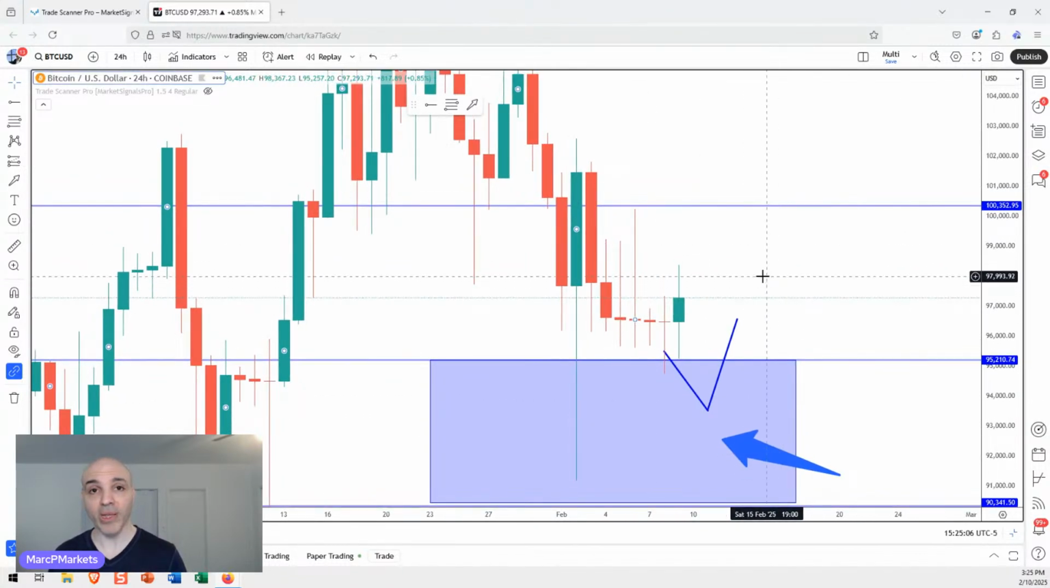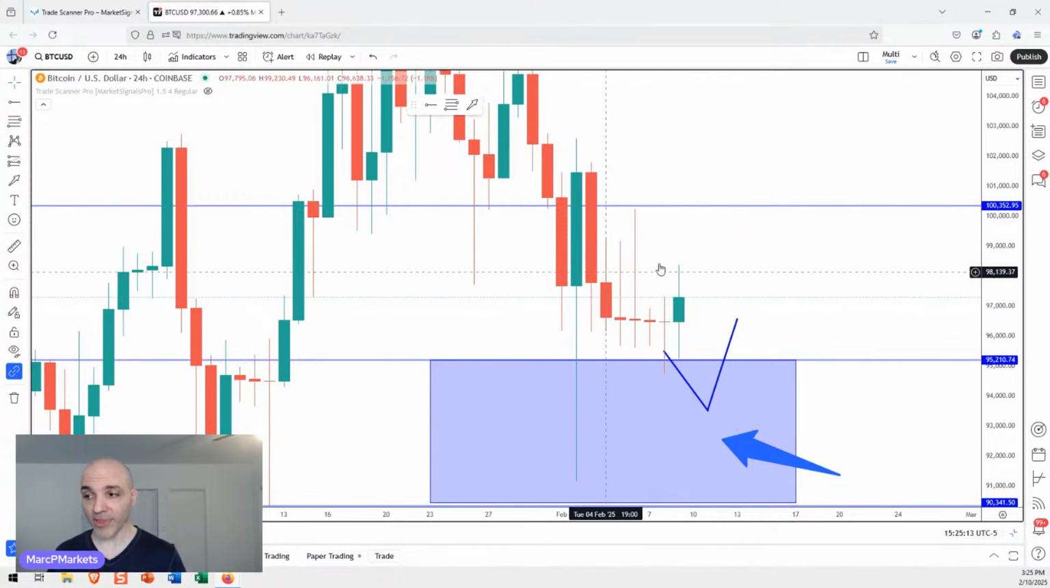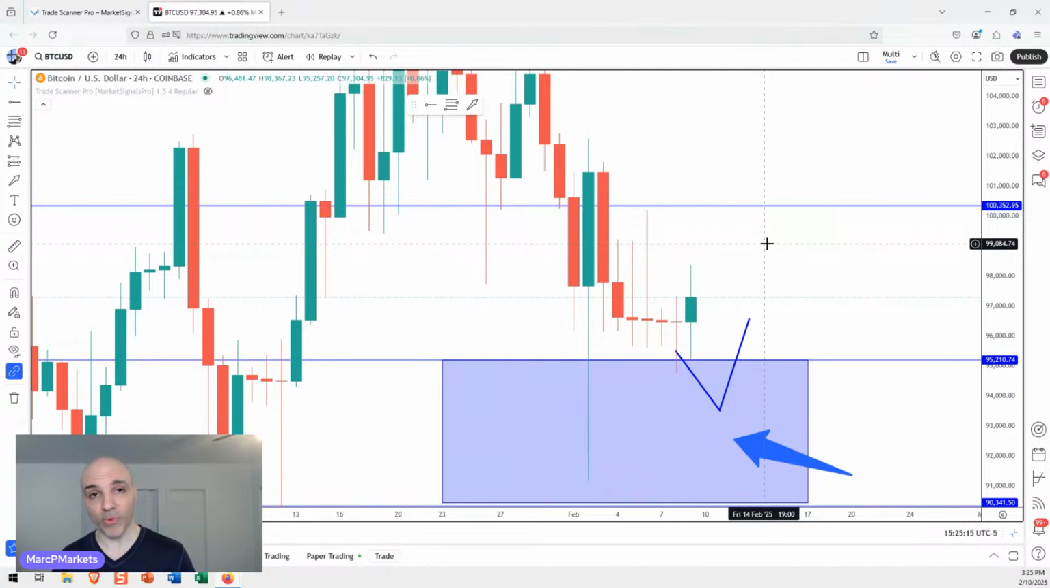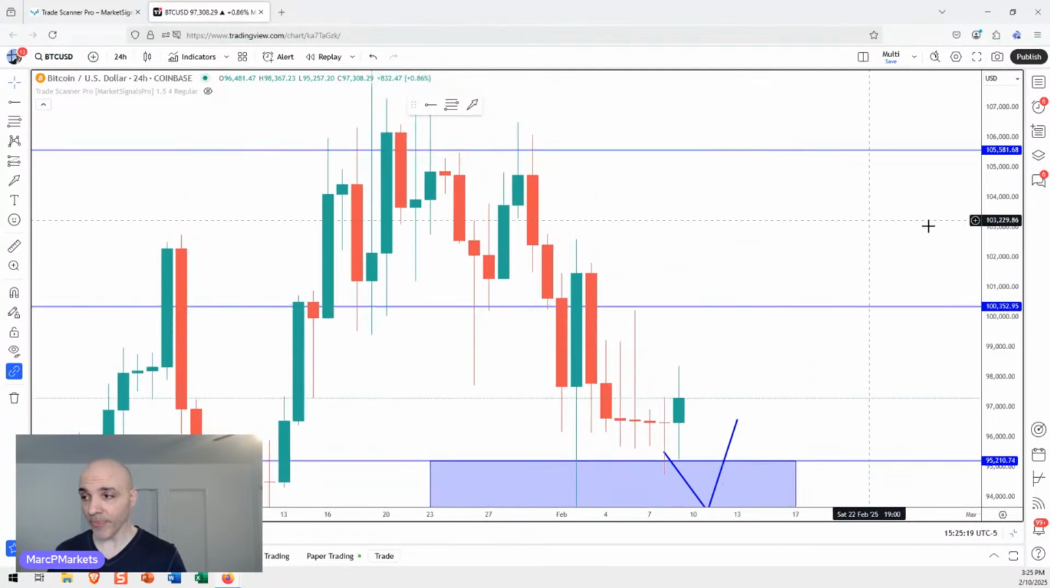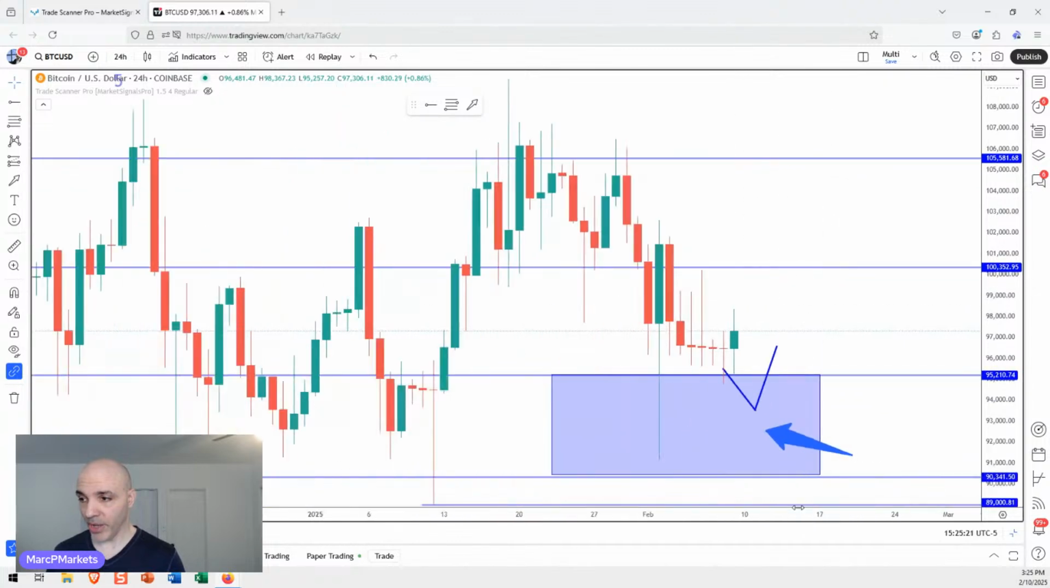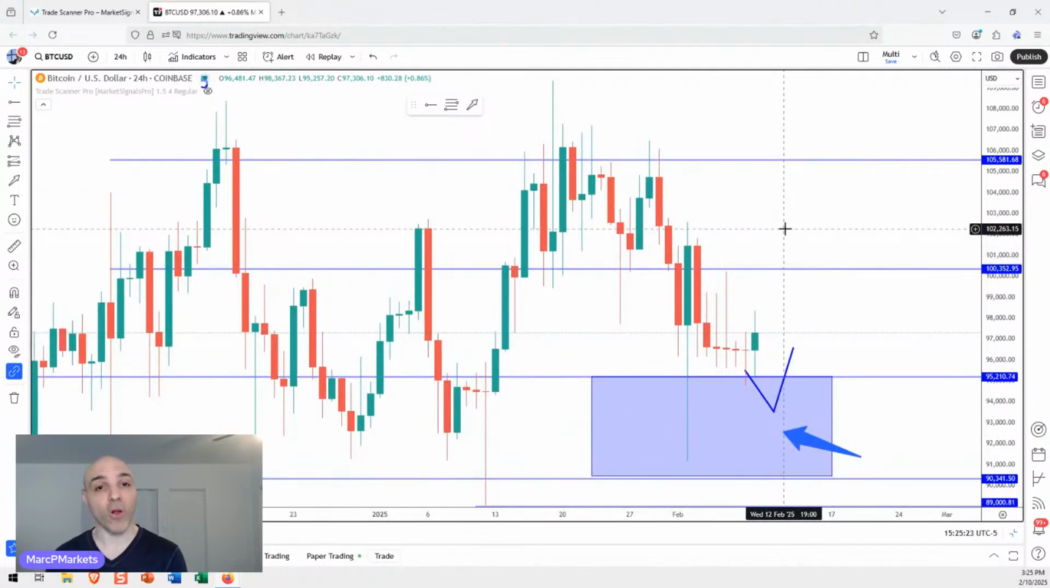Don't play that game, because you're likely to get caught if you're sitting there trying to anticipate the break. Instead, play the levels inside the range, which we're going to do here with the Trade Scanner Pro in a moment. And I think you're better off. Now, as far as the upper region of Bitcoin, many of your altcoins can be broken up this way as well, because I looked at some of these charts. They all look very similar.